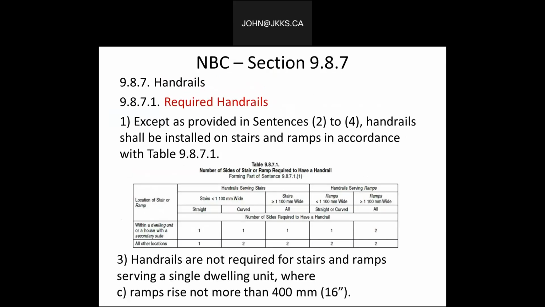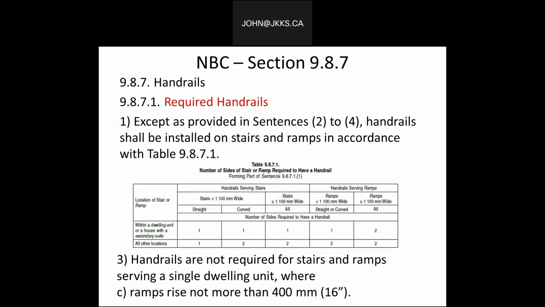What about handrails? What are the required handrails? You can see there are some exceptions, except as provided in sentences 2 to 4. Handrails shall be installed on stairs and ramps in accordance with the following table. So within the table, we can see it indicates the number of sides of stairs or ramps required to have a handrail. So the location of the stair, if we take a look over in the left-hand column, or ramp, within a dwelling unit or a house with a secondary suite, or all other locations.